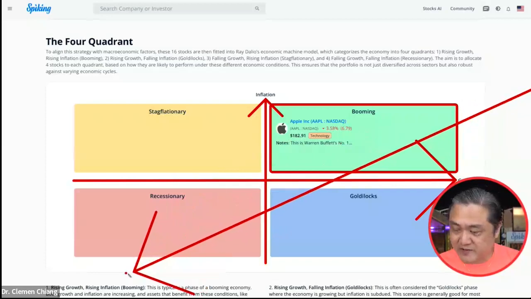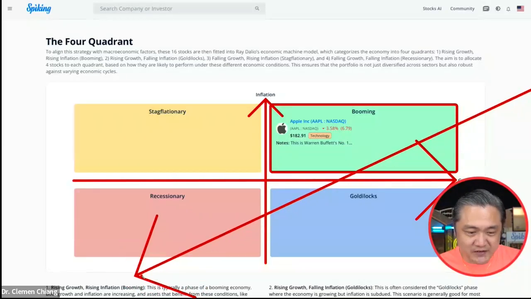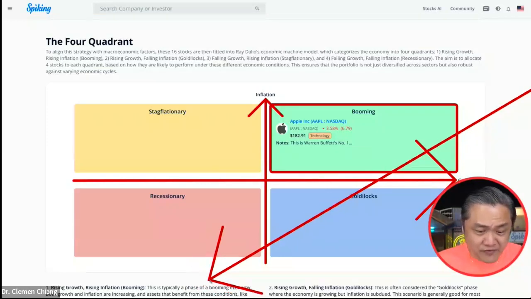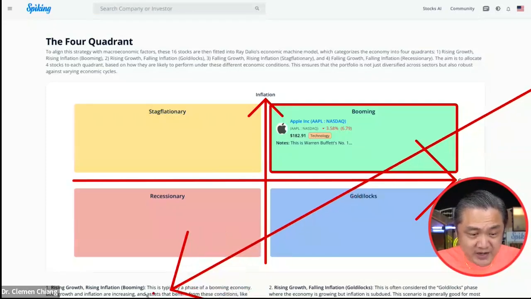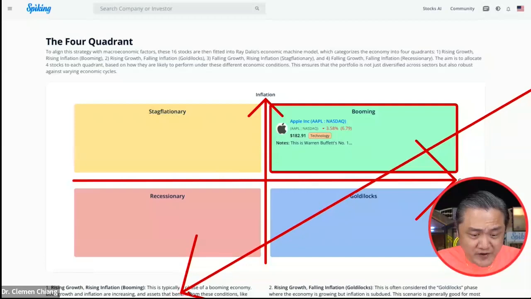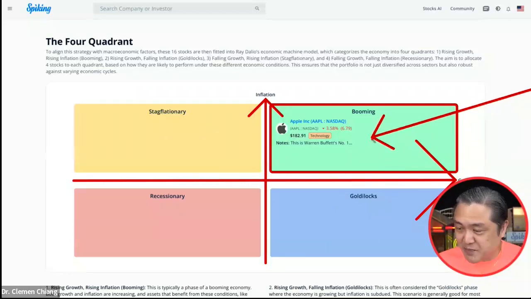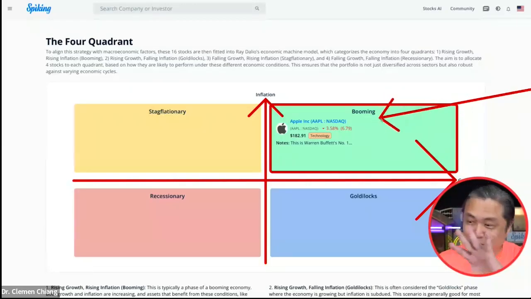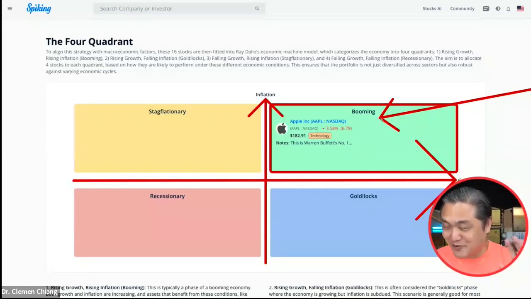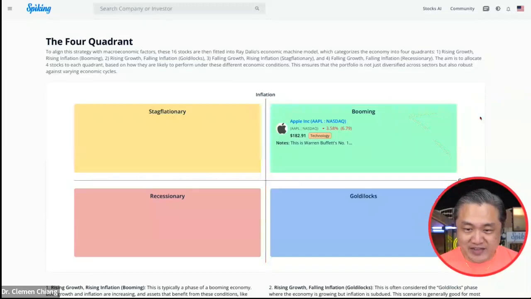So the explanation is found at the bottom. Rising growth, rising inflation, this is typically a phase of a booming economy. Both growth and inflation are increasing, and assets that benefit from these conditions, like stocks, usually perform well. However, too much inflation can lead to central banks raising interest rates to cool down the economy. So Apple was experiencing this boom until we were hit with the first interest rate hike. All right, and then all the rules changed. Right now we're coming back to normalcy. By the middle of 2024, everything will be back to normal already. I'll be explaining the concept about that very soon, all right? So that's how you look at it.